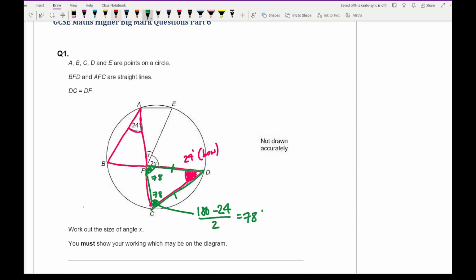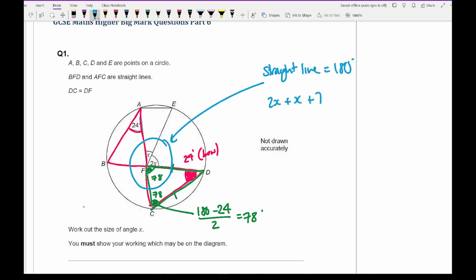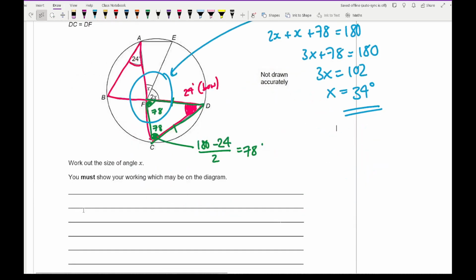Then from this, what I know is that all of these three angles here, because they lie on a straight line, add up to 180 degrees. So 2x plus x plus 78 add up to 180. If I neaten all of this up, I get 3x plus 78 equals 180. 3x is going to equal 102, and x is going to equal 102 divided by 3, which is 34 degrees. And there is my final answer.